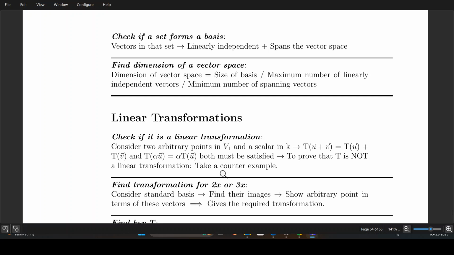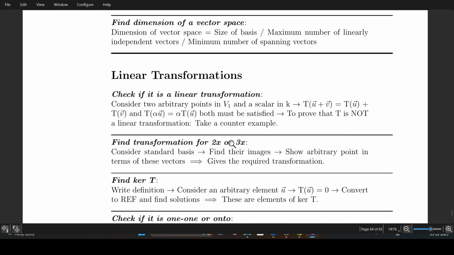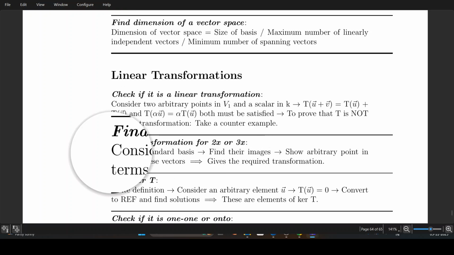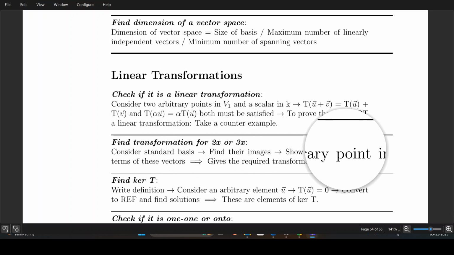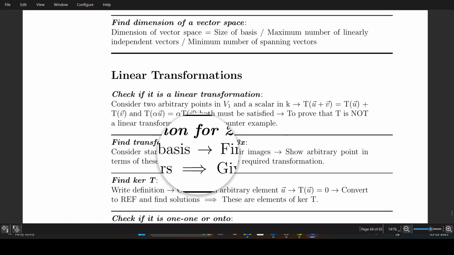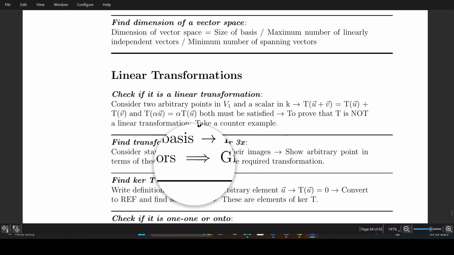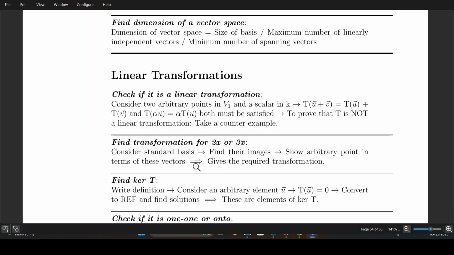The next is to find the transformation for 2x or 3x of an image. So here we need to consider the standard basis, find their images, then show an arbitrary point in terms of these, and it gives the linear transformation which is required. So basically, you will take the standard basis elements. First, you need to draw a rough sketch of what you are actually doing, right? If you are using the 2x operation, right?